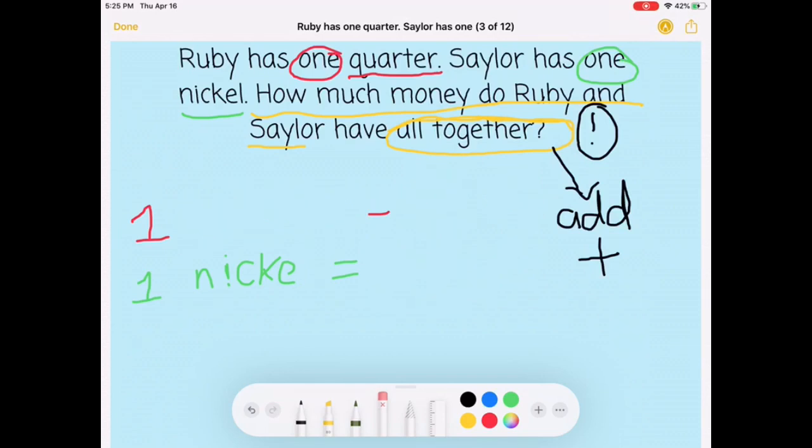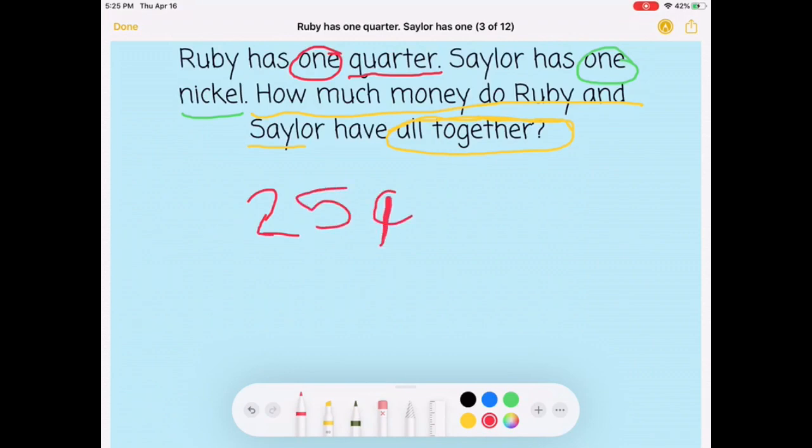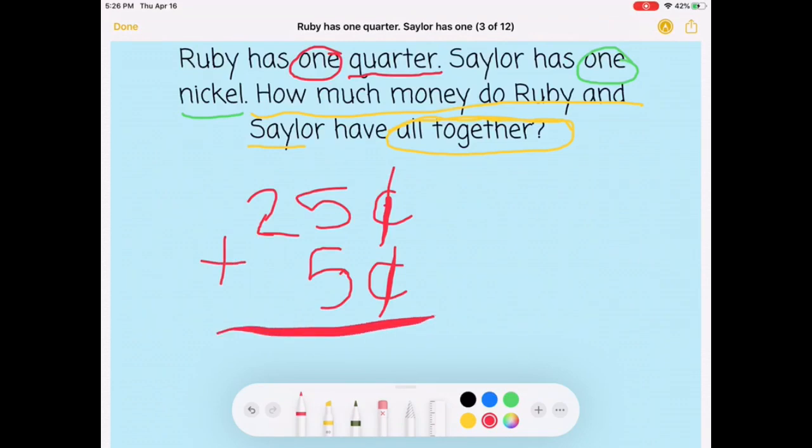Let me get some space for us out here. Erase, erase, erase. Okay, so we are adding. We are going to add Ruby's 1 quarter, which is 25 cents, to Sailor's 1 nickel, which is 5 cents. So we're adding 25 plus 5. Now, we can see that 5 plus 5 here is actually going to make a new 10. It's going to turn into 10 cents.